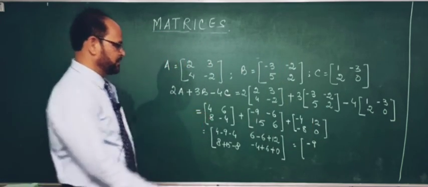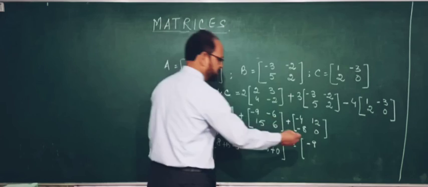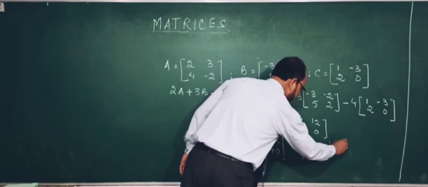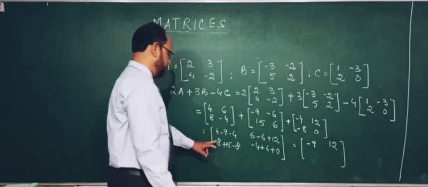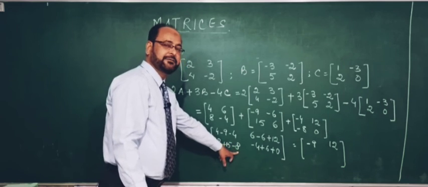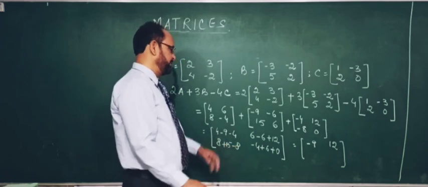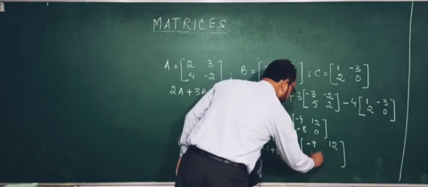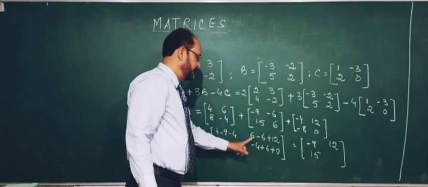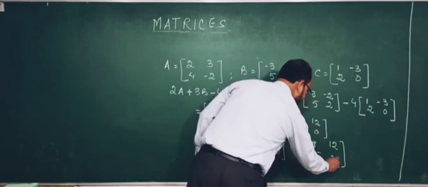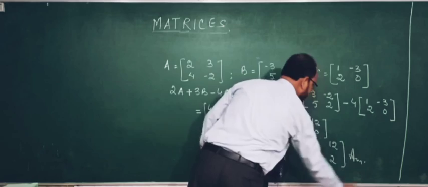Then this positive 6 and negative 6 will be cancelled out. So what will be left? 12. Positive 8 and negative 8 will be cancelled out. What will be left? 15. So that we will write here. And 6 and minus 4 will give you 2. So this is the answer.